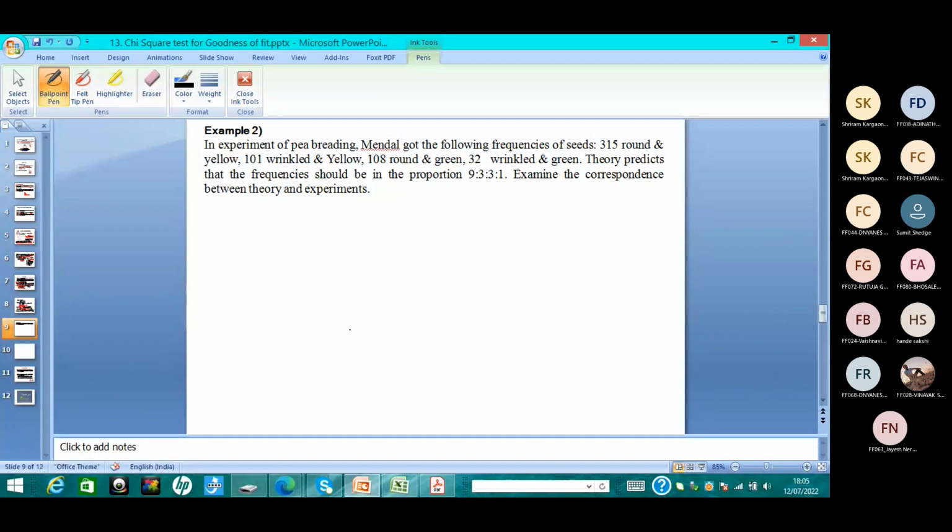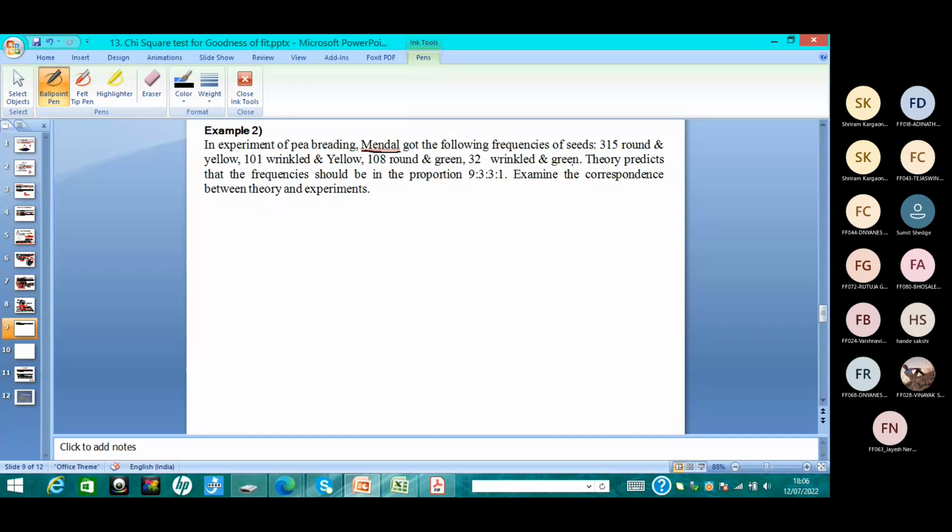So now here a different kind of data is given and it is a question of goodness of fit. Now let's read the question. In an experiment of pea breeding, Mendel, you know him from 12th, got the following frequencies of seeds: 315 round and yellow, 101 wrinkled and yellow, 108 round and green, and 32 wrinkled and green.